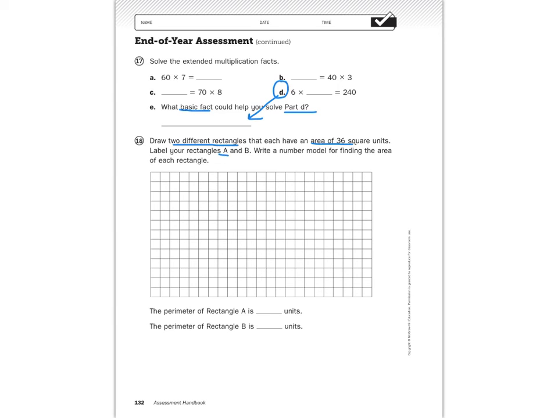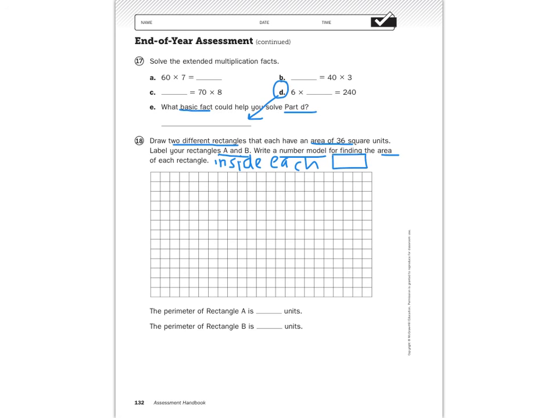Number 18, draw 2 different rectangles that each have an area of 36 square units. Label your rectangles A and B. Write a number model for finding the area of each rectangle. And you're going to write that inside, I wrote this on your test, each rectangle.